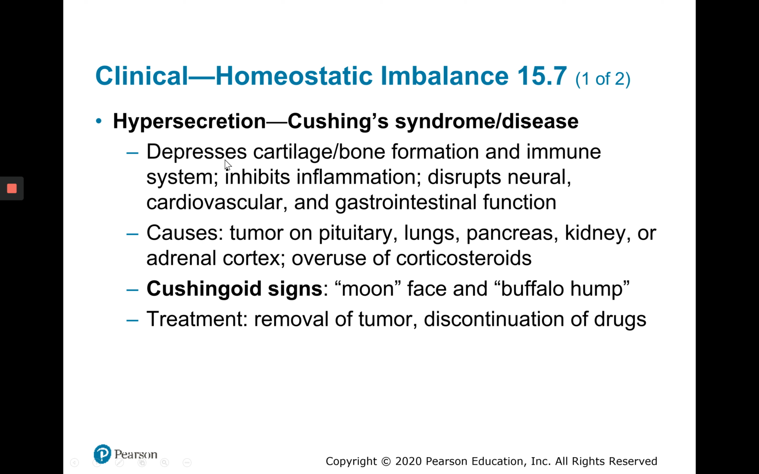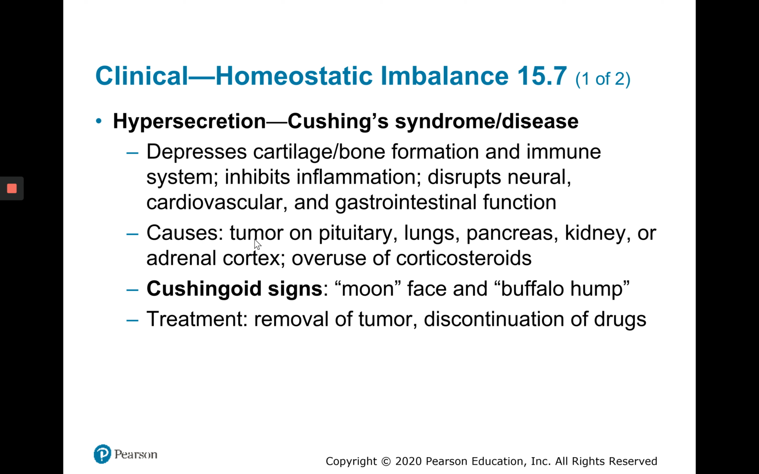The reason that hypersecretion of glucocorticoids like cortisol may occur would be because of a tumor on the pituitary that maybe causes the overproduction of adrenocorticotropic hormone, therefore the overproduction of glucocorticoids, or a tumor on the lung, the pancreas, the kidney, or the adrenal cortex. Especially the overuse of corticosteroids, so the abuse of those types of drugs, can cause Cushing syndrome.